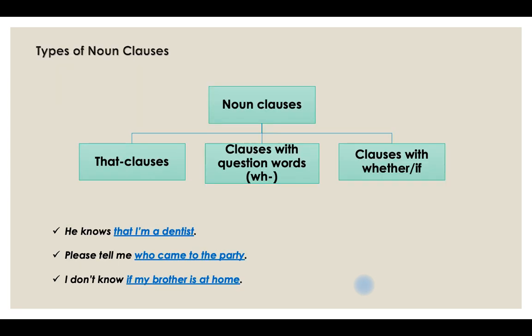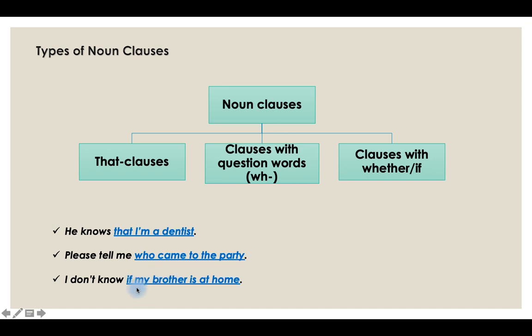Let's look at the types of noun clauses. So, as you've seen from the video, noun clauses can start with that. He knows that I am a dentist. Noun clauses can also start with question words, so-called WH words. Please tell me who came to the party. Or clauses can also start with whether or if. I don't know if my brother is at home. I don't know whether my brother is at home.